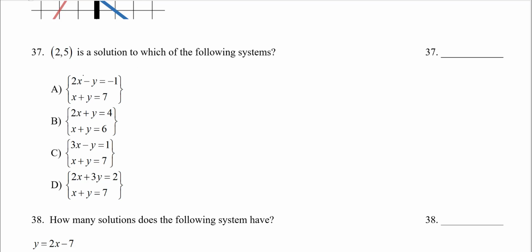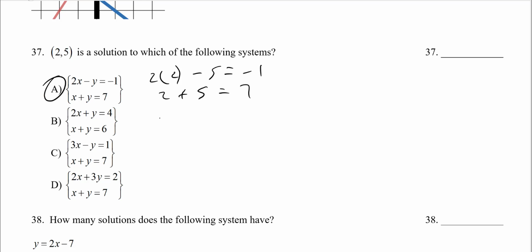So 2 times 2 minus 5 is equal to negative 1. Yeah, 4 minus 5 is negative 1. That's good. It has to work on both of them, though. So 2 plus 5 is 7, and that works. So A is good, but let's take the other ones.